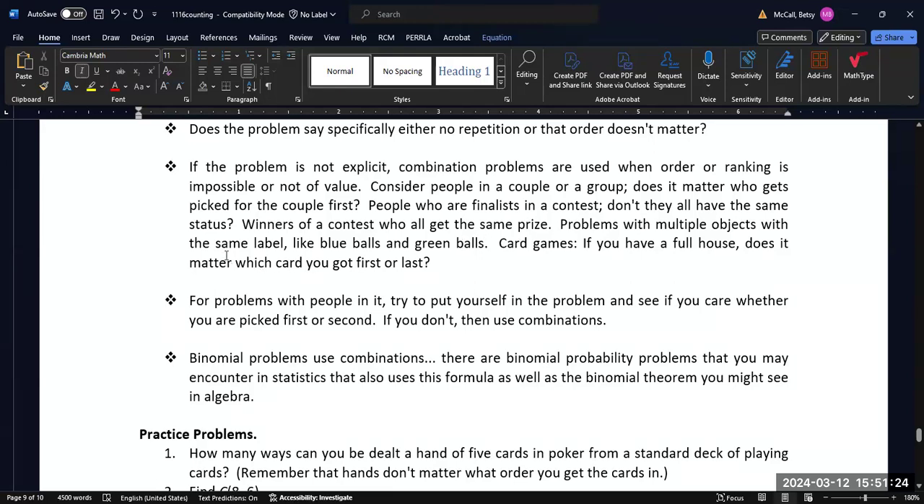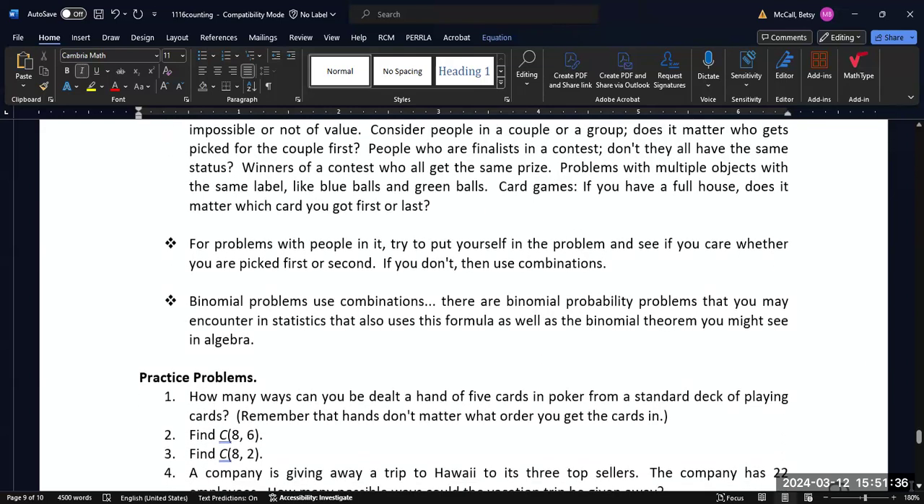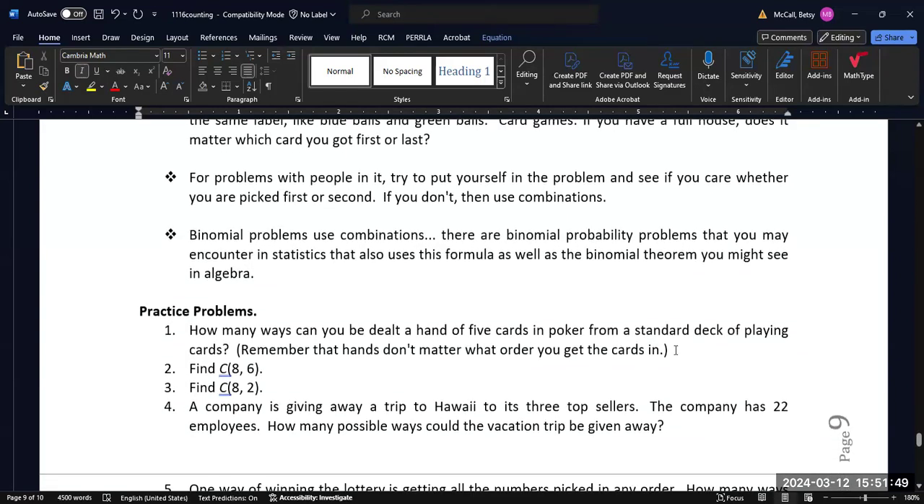Problems with multiple objects with the same label, like blue balls and green balls, order doesn't matter because you can't tell them apart. And also card games, it doesn't matter whether you get a card in a full house first, last, or whatever, as long as you get the card in the end. For problems with people in it, again, try to put yourself in the problem to see if you care whether you are picked first or second. If you don't care, use combinations. And then, as I said, binomial probability and binomial expansion problems both use this combinations formula for those coefficients.